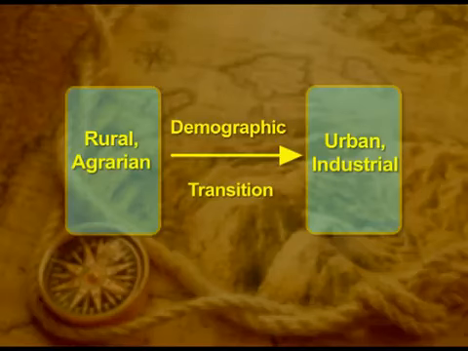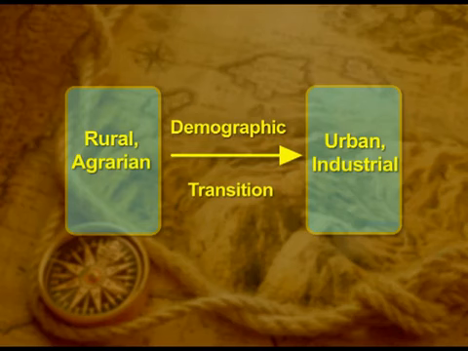The shift from the rural and agrarian society to the urban world is an indicator of population growth. It is well explained in this diagram.